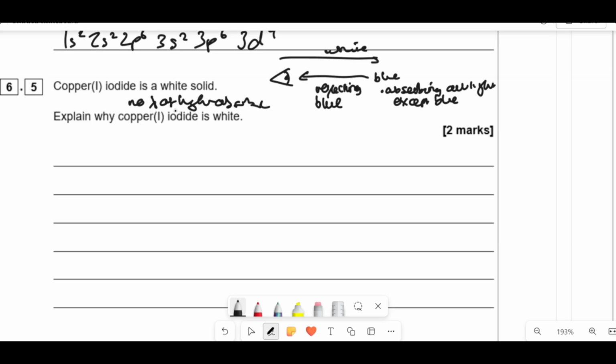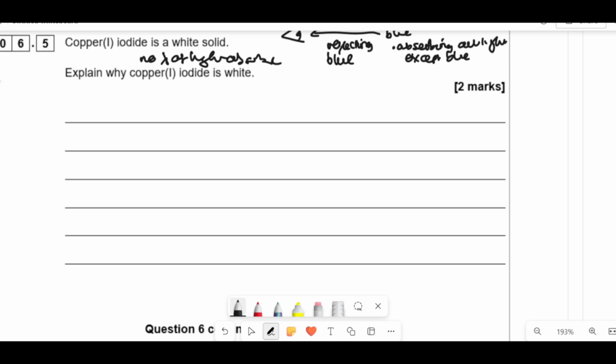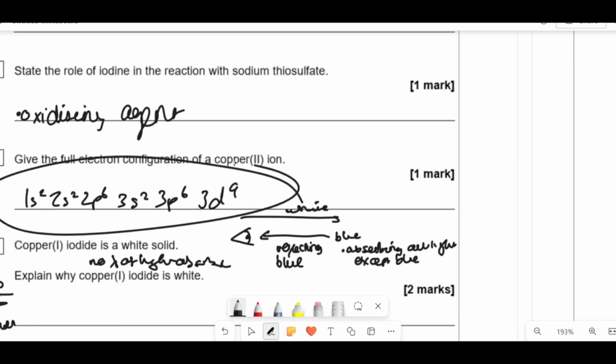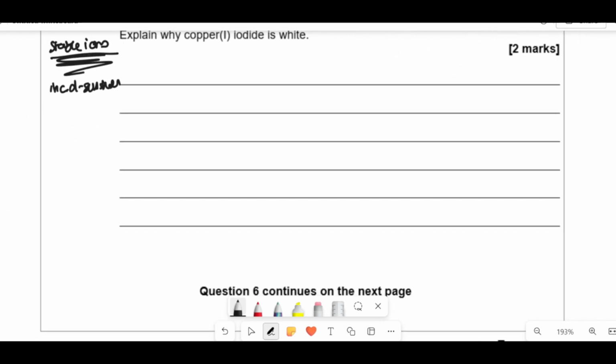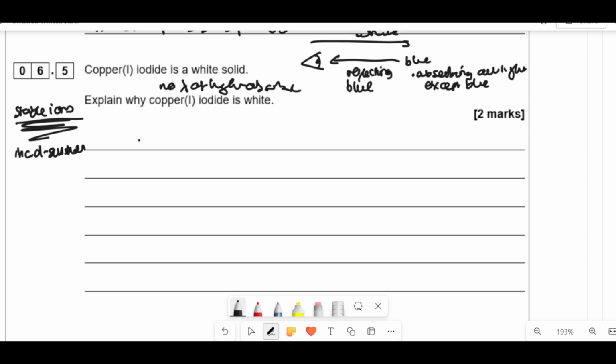But that's weird because copper is a transition metal. If it's not absorbing light and giving you a nice color like blue, what's going on? It needs to come back to your definition and understanding of a transition metal: a transition metal forms stable ions with an incomplete d subshell. Remember that Cu+ would be 3d10, which doesn't fit that, so it has to be something to do with it not behaving as a transition metal anymore.